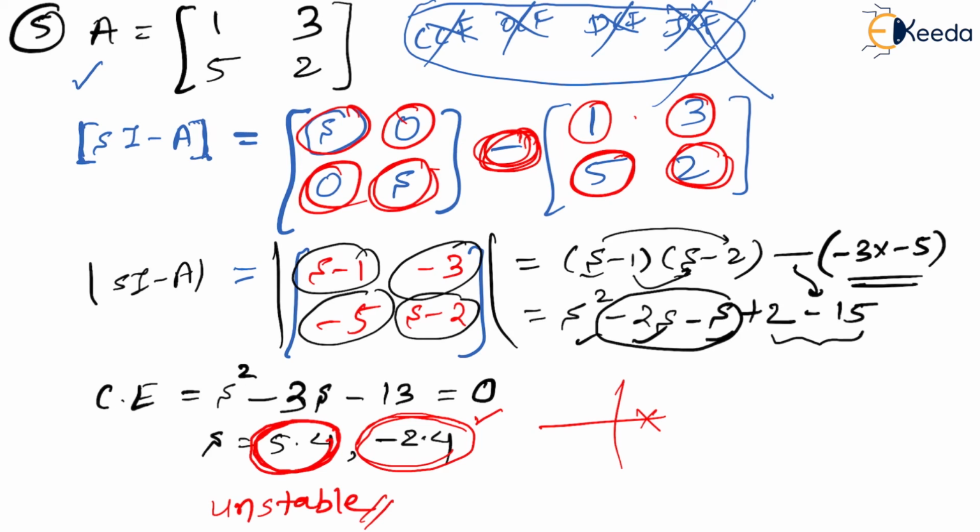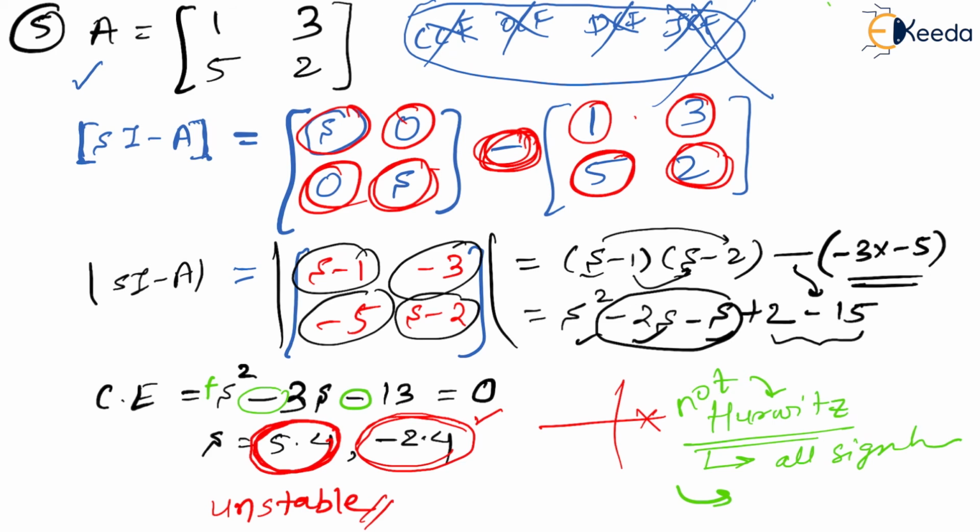Now you could have applied another thing also. We have known something called the Routh-Hurwitz criterion. We just think about the Hurwitz equation. What is the Hurwitz equation? It says that in the characteristic equation, all the signs have to be the same. Are they the same? Here you have plus, here you have minus, here you have minus. So all signs are not the same, which means it is not a Hurwitz equation, which means the system is unstable. Directly you can tell that, right?